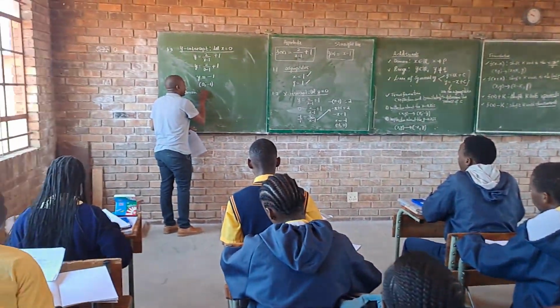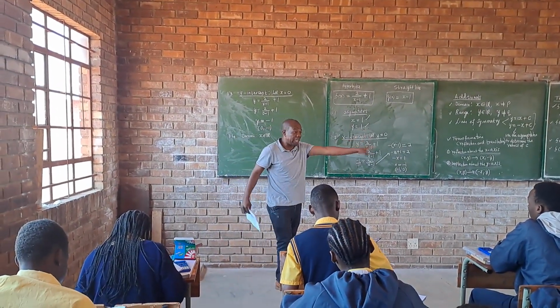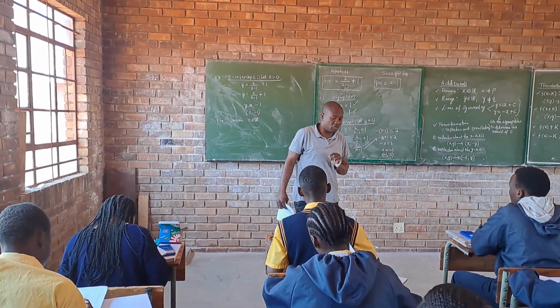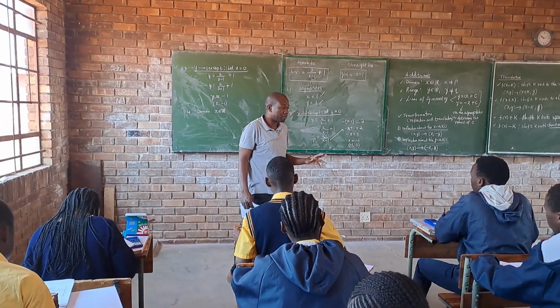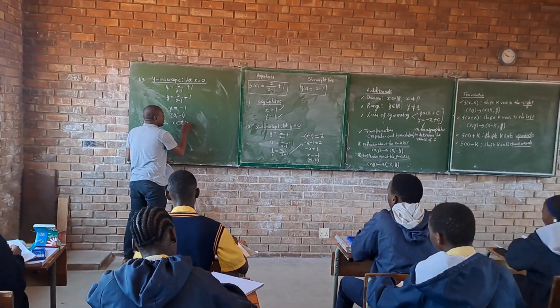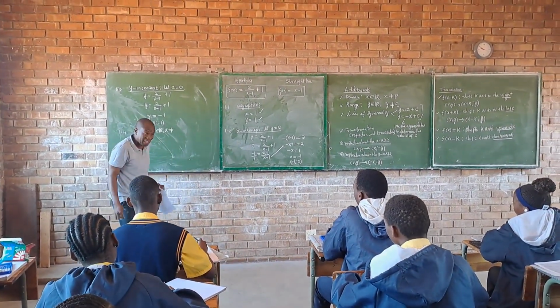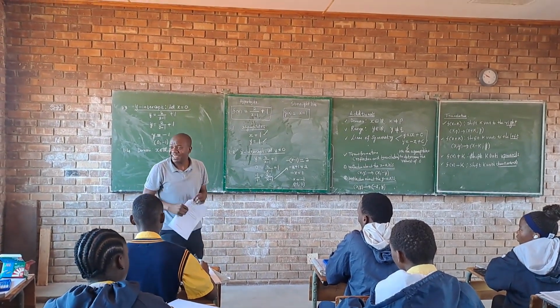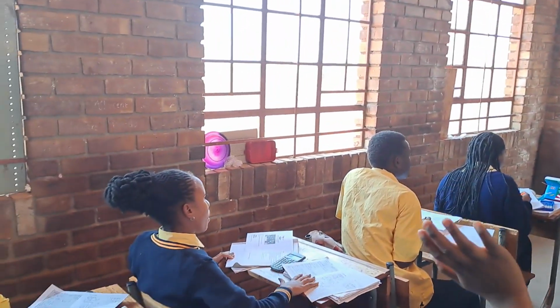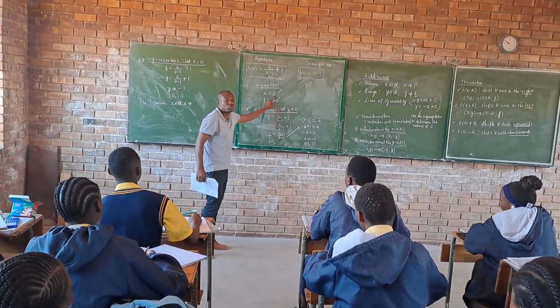X is an element of real numbers, which means you can use all the numbers from negative infinity to positive infinity, such that x must not be equal to p. Is that the answer? We already have the p, right? Yes. X must not be equal to 1.